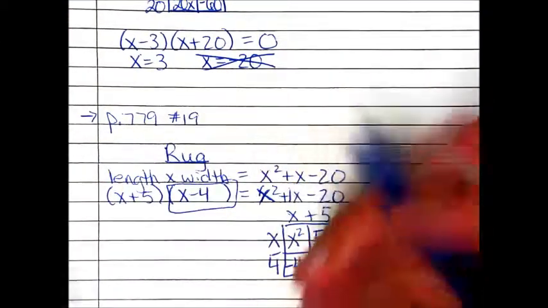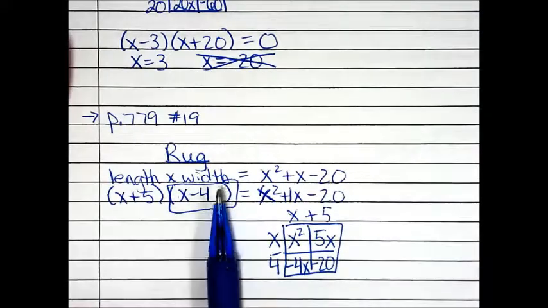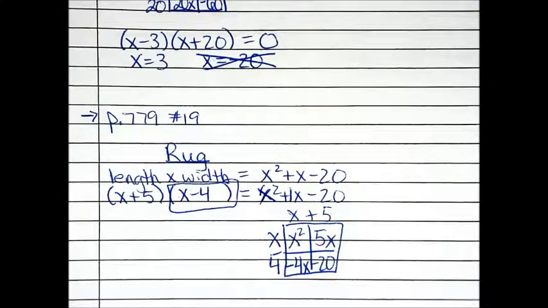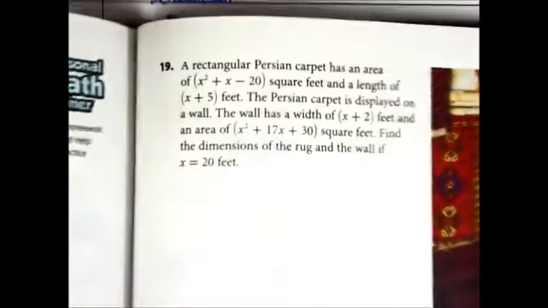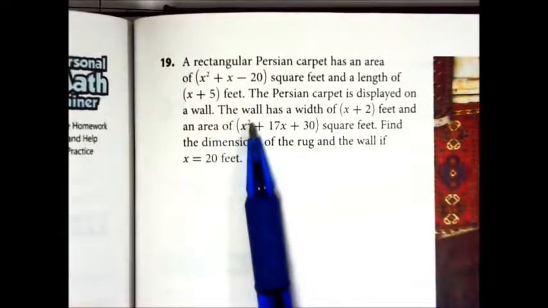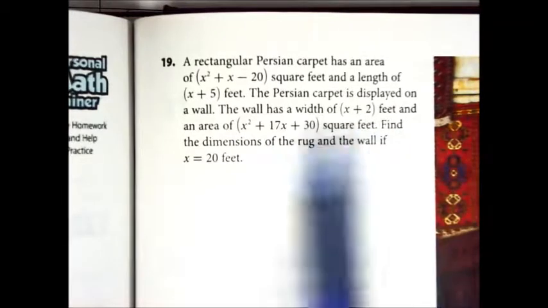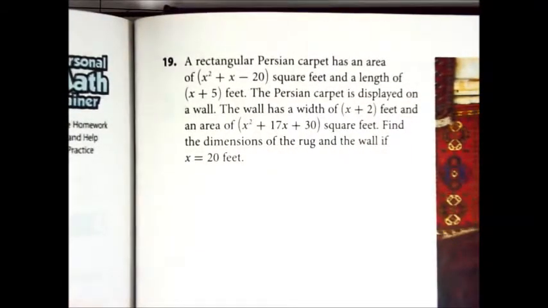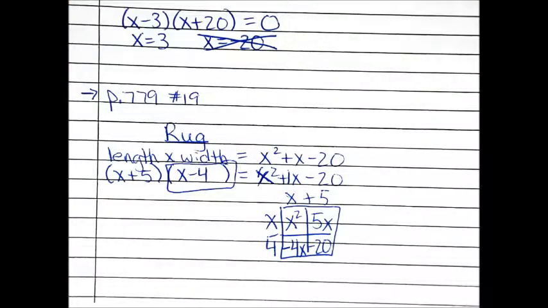Okay, so now that you have gotten it to that point, let's move on to the rest of the question and we'll come back. It says, then, the Persian carpet is displayed on a wall. The wall has a width of x plus 2 feet and an area of this. Find the dimensions of the rug and the wall if x equals 20 feet.